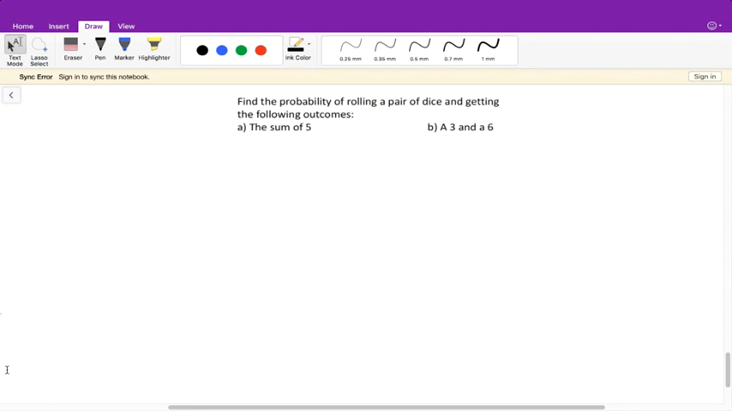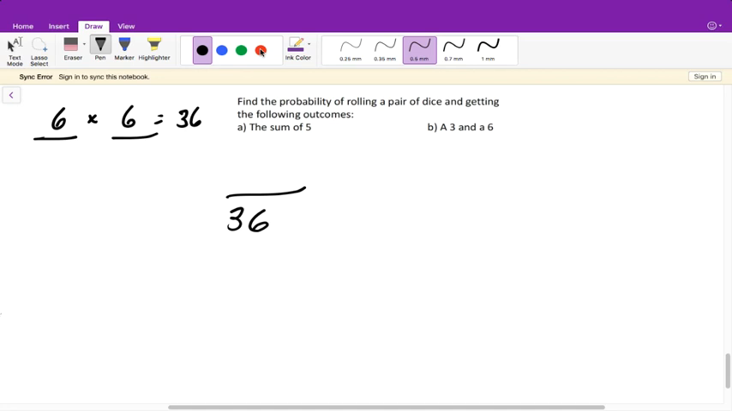All right, the next one is find the probability of rolling a pair of dice and getting the following outcomes. So remember, when we roll a pair of dice, that means we're rolling 2 die. And here, each one has a possibility of 6 outcomes. So to find the total outcomes, we multiply them together. So that means we have a total of 36 possible outcomes.